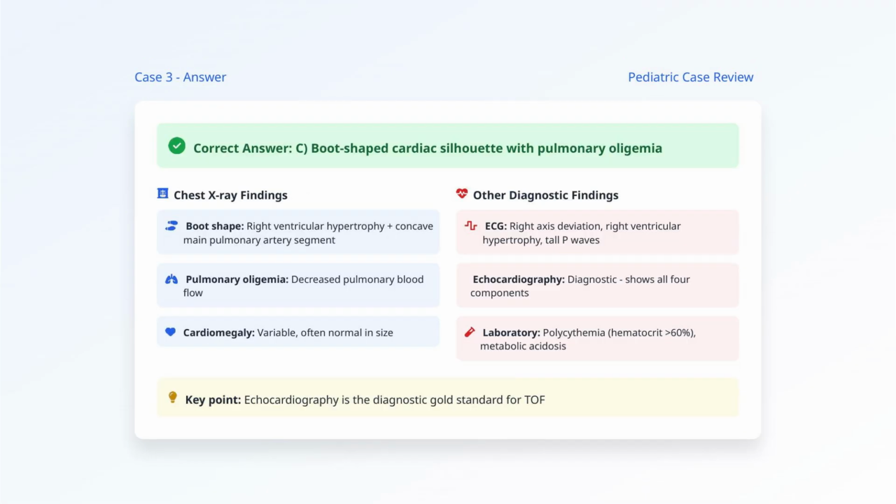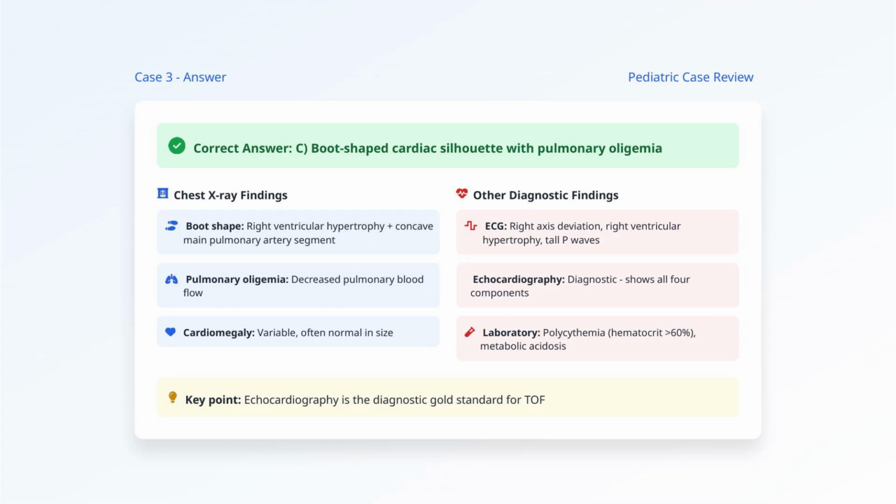The correct answer is C. The classic chest X-ray appearance in Tetralogy of Fallot is a boot-shaped cardiac silhouette with pulmonary oligemia. The boot shape, sometimes called coeur en sabot, results from right ventricular hypertrophy causing uplifting of the cardiac apex and a concave main pulmonary artery segment. Pulmonary oligemia reflects decreased pulmonary blood flow due to pulmonary stenosis. This contrasts with increased pulmonary vascular markings seen in left to right shunts.